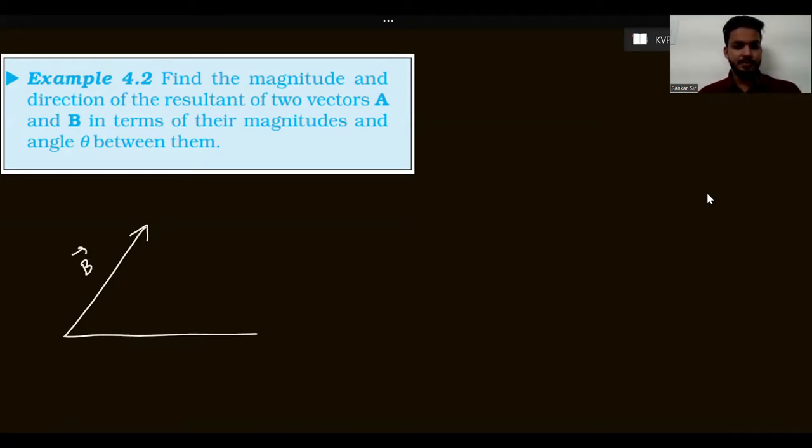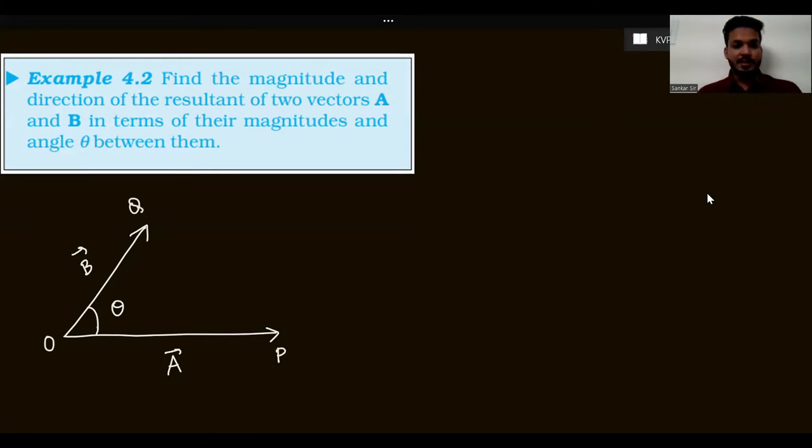This is the A vector. Okay, this is the B vector. And the angle between them is theta. Okay, so I'm going to name this, because this is a parallelogram law. Let's call this O, let's call this P, let's call this Q.